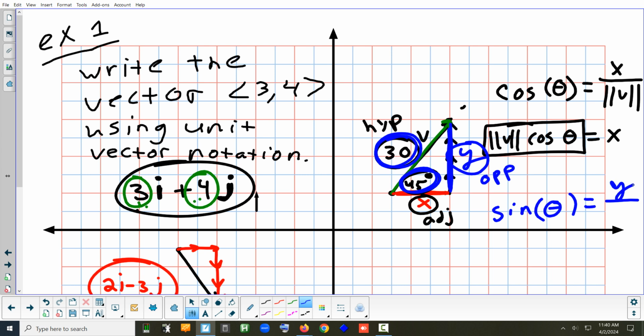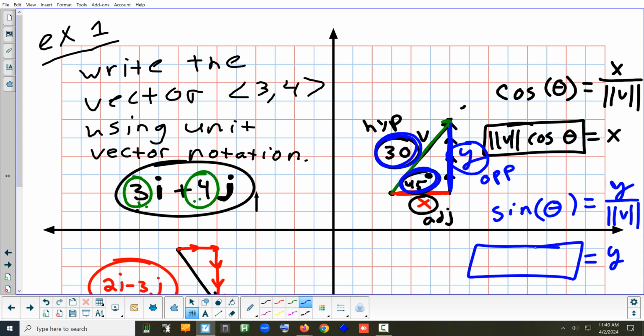So y over, and what about the hypotenuse? The length, which we call magnitude. The magnitude of it. Yep. So it's y over the length of the hypotenuse. Opposite over hypotenuse.